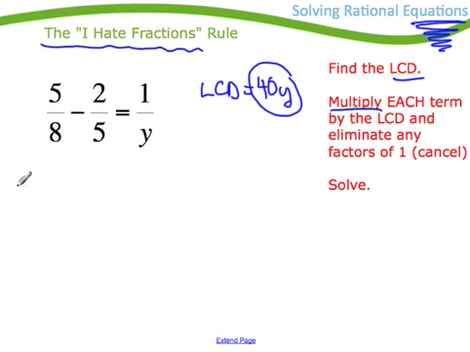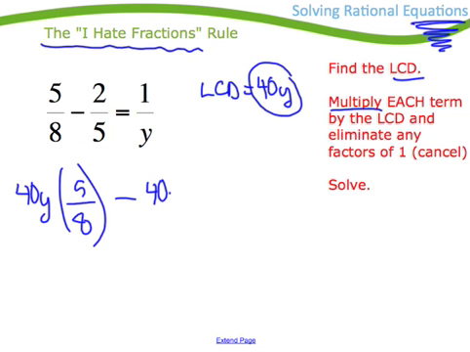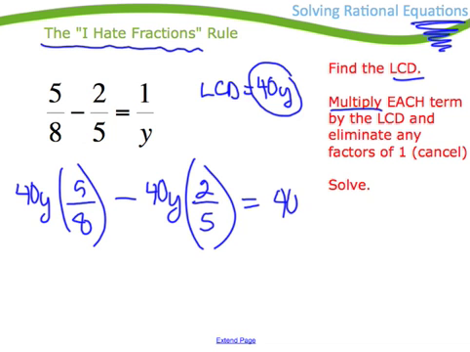Okay, so 40y has to be multiplied by 5 over 8. And I have to take 40y and multiply it by 2 over 5. And I have to take 40y and multiply it by 1 over y. Sort of looks ugly. There are some fractions involved and it looks longer than it started with. But bear with me, you'll see that it turns out nicely.